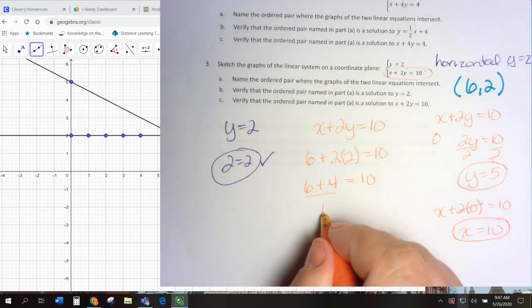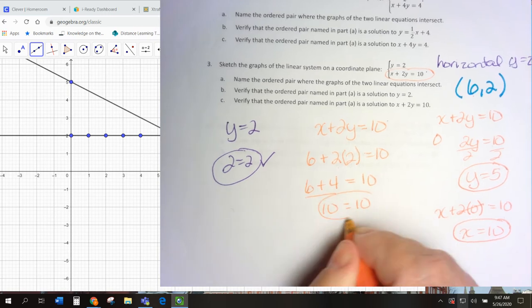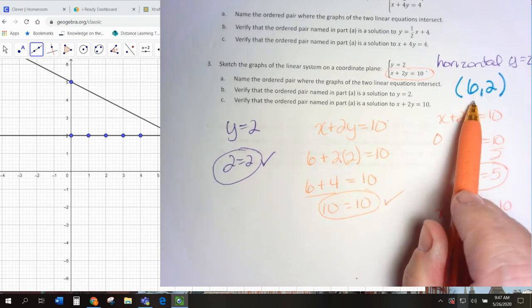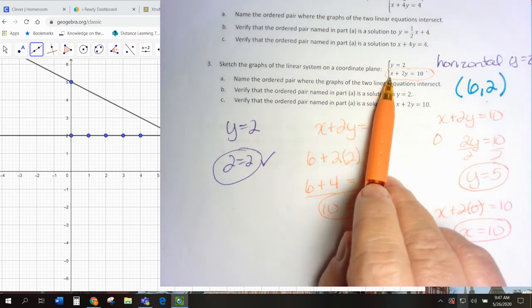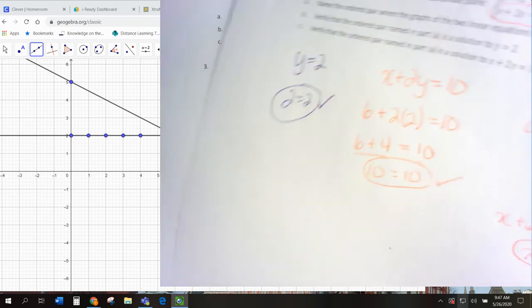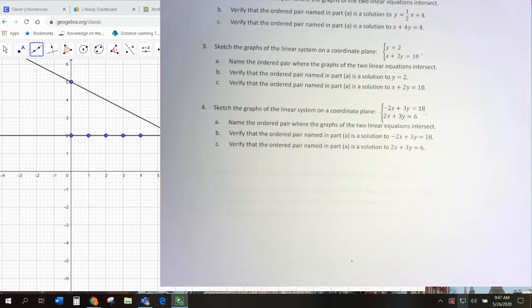Six plus 4 is 10. And that checks out also. So yes, (6, 2) is a solution to this system of equations. Let's go on to number 4.